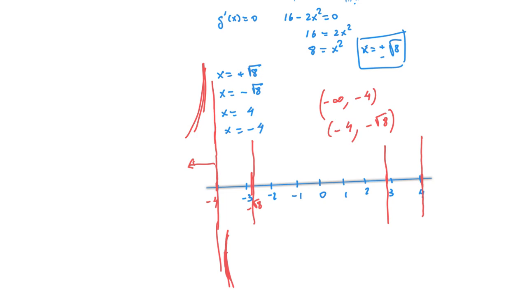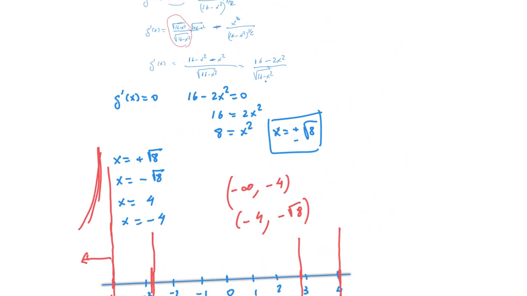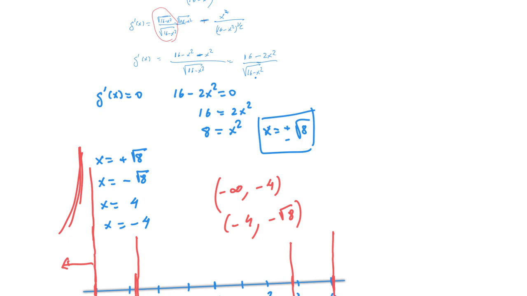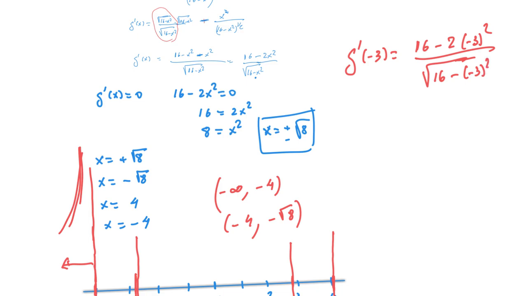At minus 4. So in the interval from minus 4 to minus square root of 8, let's plug in minus 3 into the derivative. If I plug in minus 3, that is a point in this interval. g prime of minus 3 will be 16 minus 2 times minus 3 squared, divided by the square root of 16 minus 3 squared. So 16 minus 3 squared is plus 9.